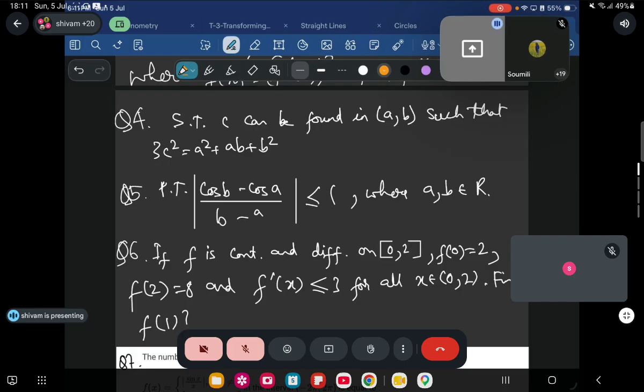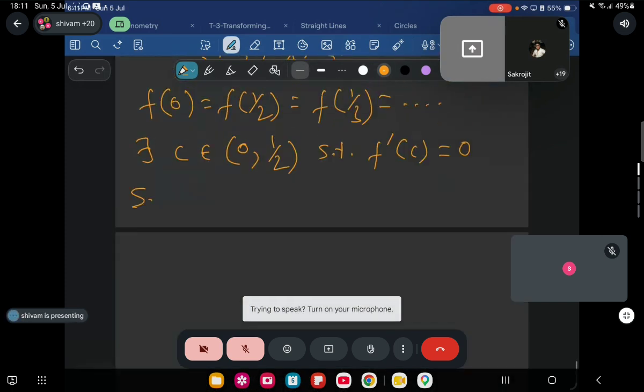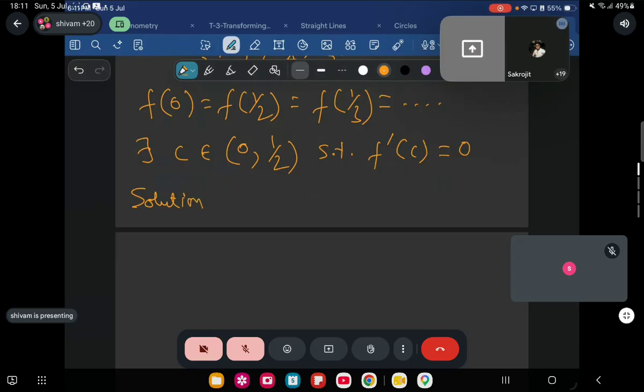It is given mod of (cos b minus cos a) upon (b minus a). What does it look like? LMVT, right? We have to use LMVT over here. So what function should we take? cos x, or f of x equal to cos x, in the interval a comma b. Are you getting?